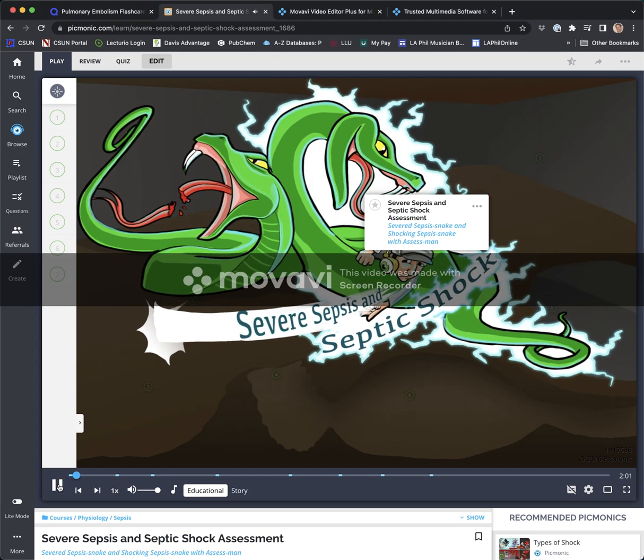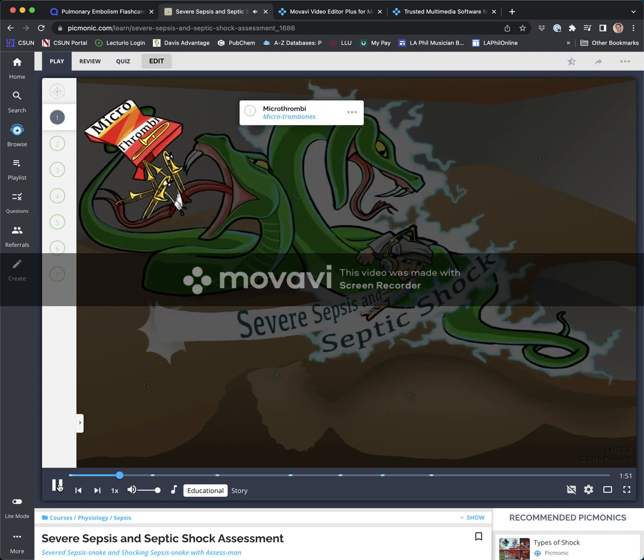Sepsis and septic shock assessment is the story of the severe sepsis snake, the shocking sepsis snake, and the assessment gophers, luring their victims down into their underground lair. The sepsis snake downs a box of microthrombones, which represents the fact that microthrombi begin to form in severe sepsis.